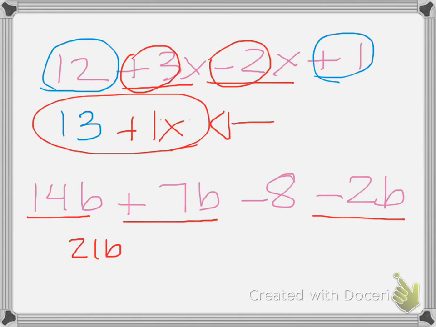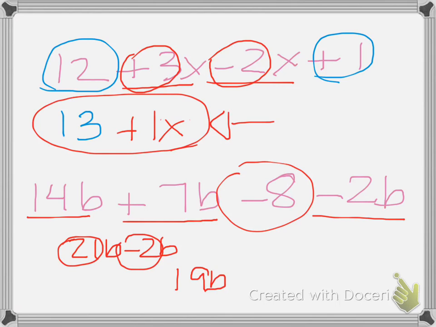And then if I did minus 2b there, I'm just going to say 21 minus 2, or 21 plus a negative 2, and that's 19b. So I've just combined all 3 of the b terms. And then that negative 8 is lonely. He doesn't have another friend. So we're just going to write minus 8 after the 19b. So that's it on that one.